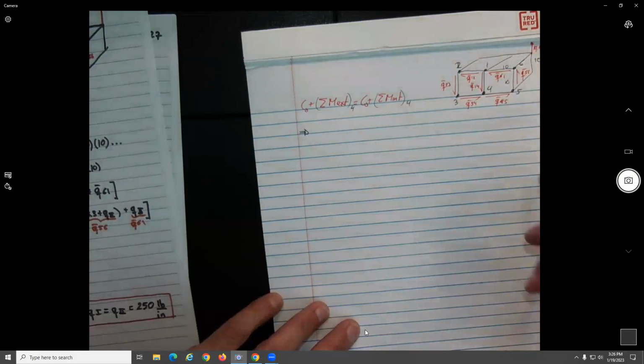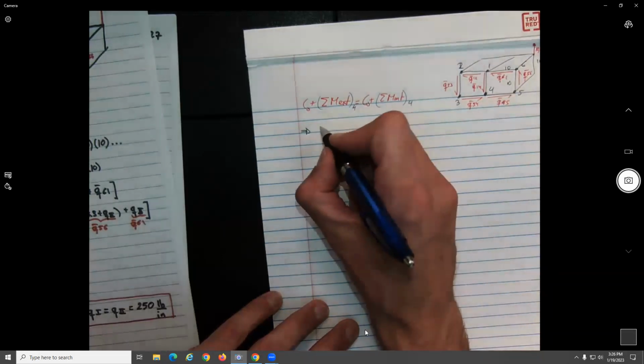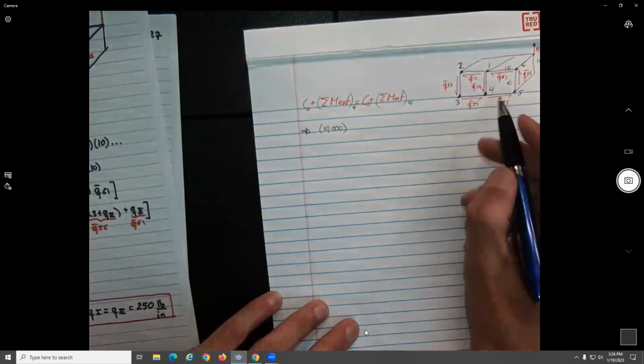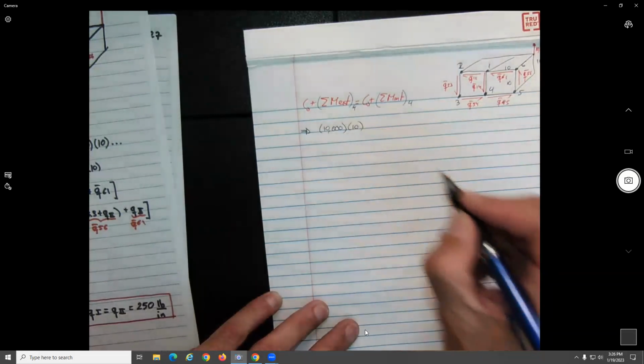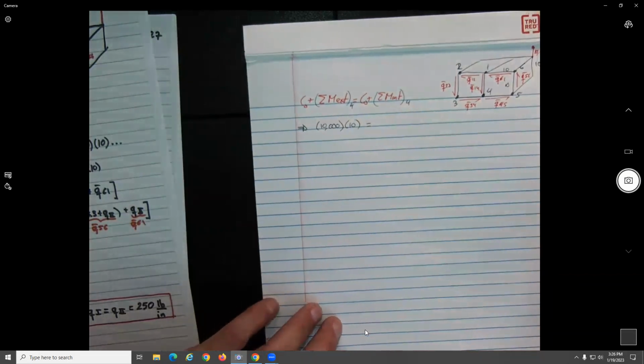So what is the moment created by the 10,000 shear force about point 4? So we know it's 10,000. What is the value of the arm? 10. Would that be positive or negative? Positive. Positive, okay? So we have that one.